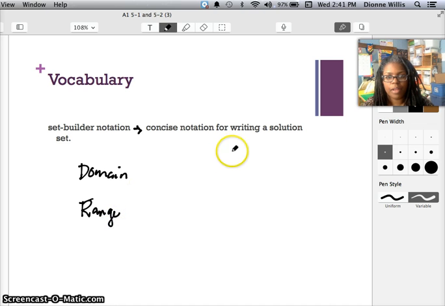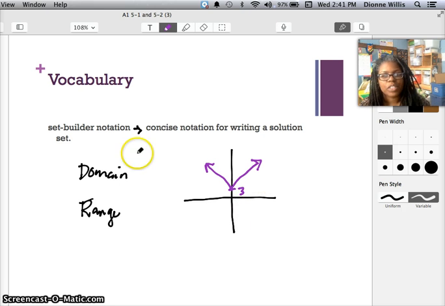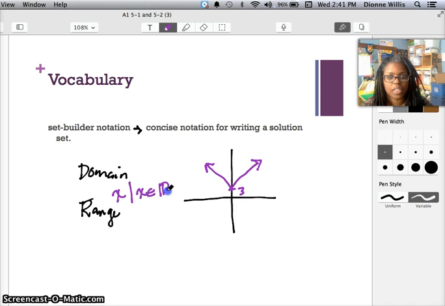Let's think about this graph here. I think you all are pretty much familiar with these guys, right? This would be an absolute value equation. And let's say that this point here is, I don't know, 3. If we were to talk about the domain, since we know domain refers to x, it would be the set of all x values such that x could be anything. We would write this like this: x is an element of the reals. This line means "such that," so all x such that x is an element of the reals.